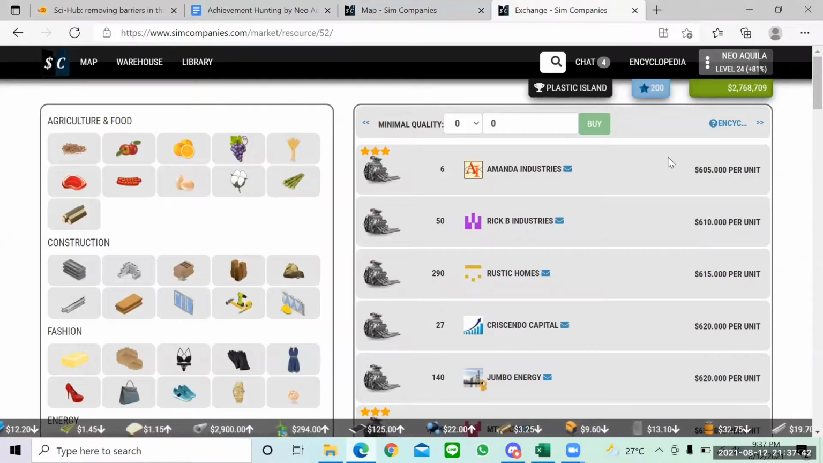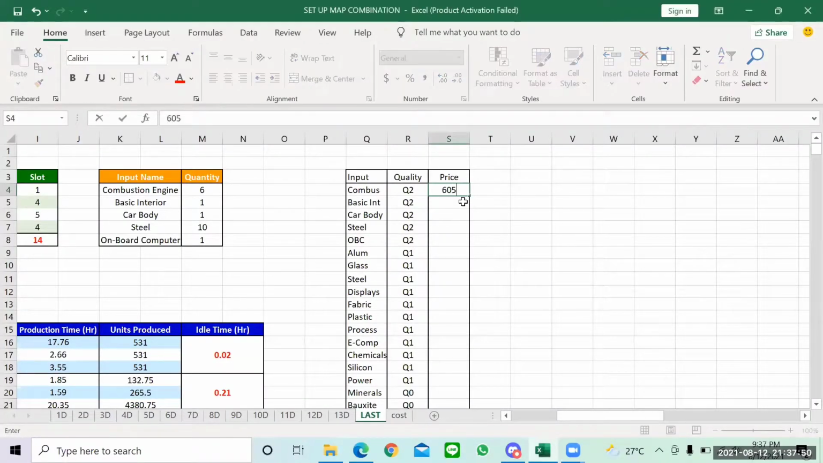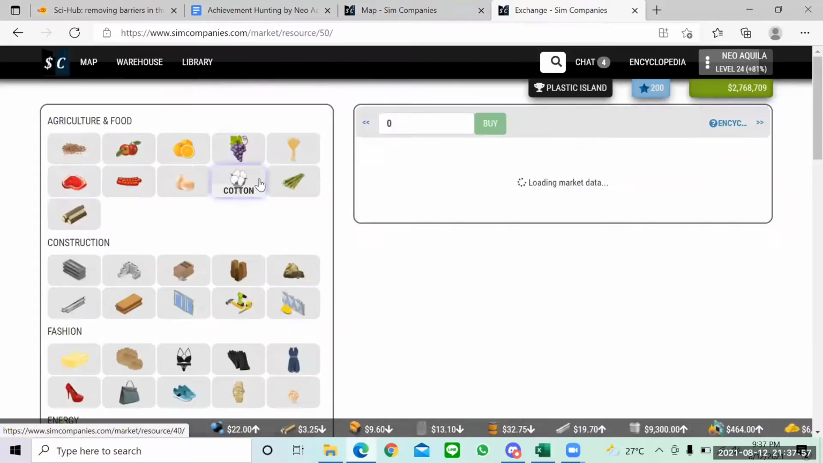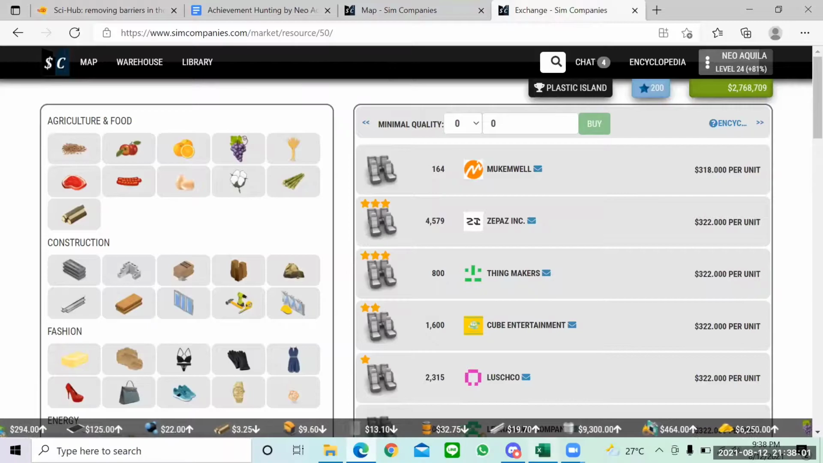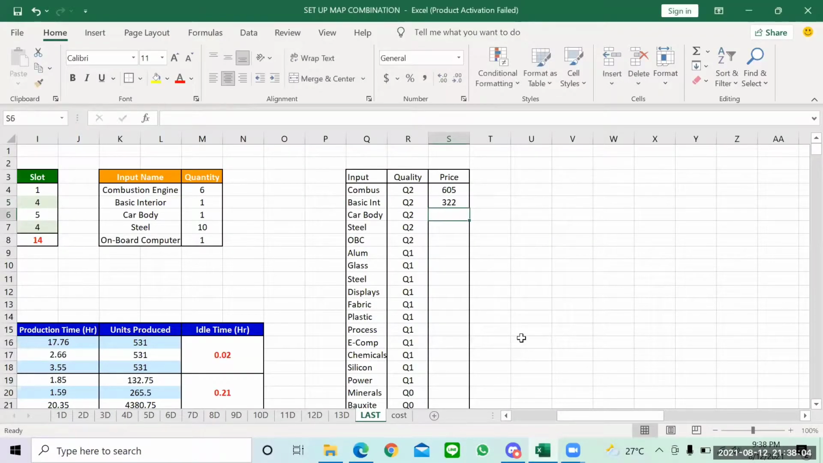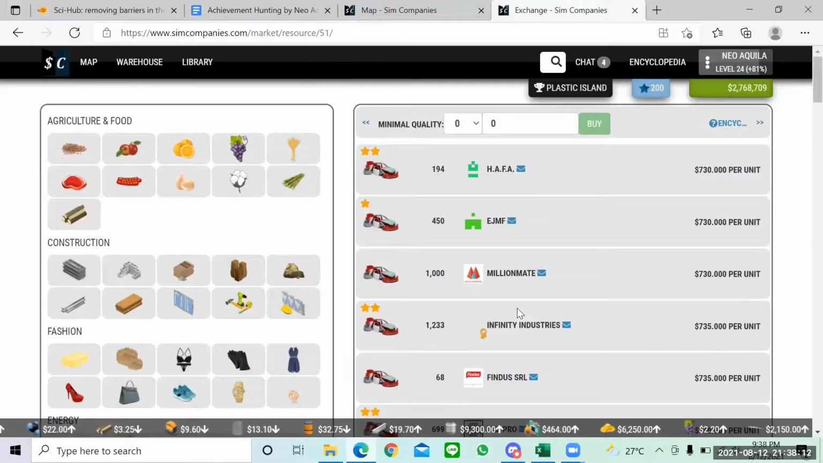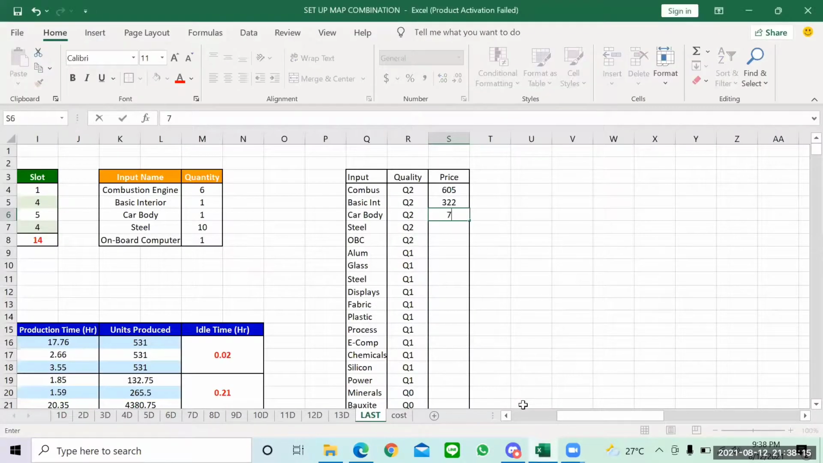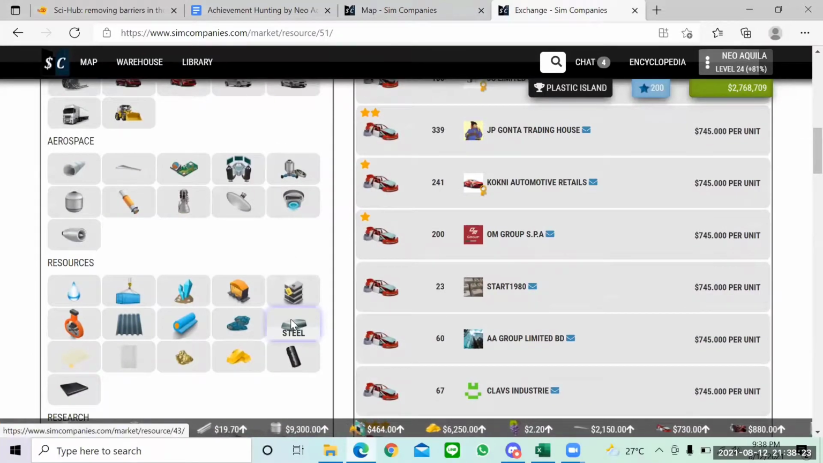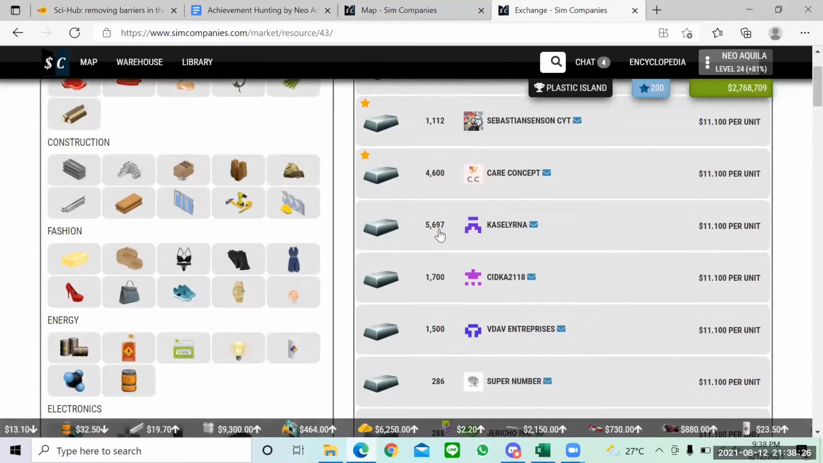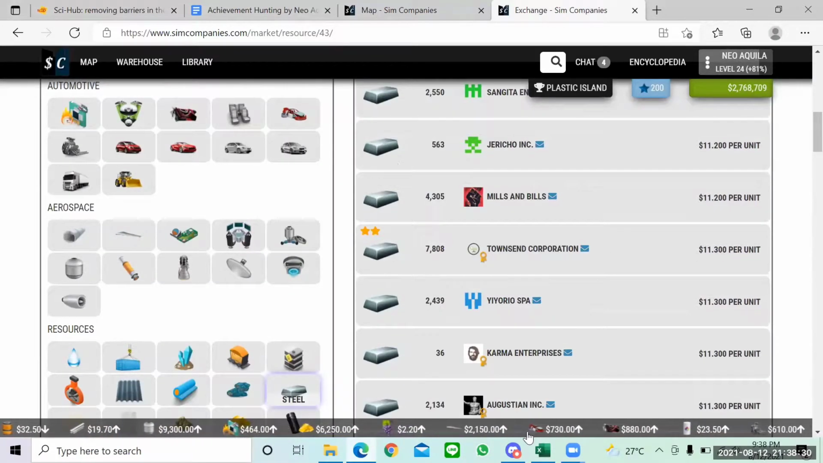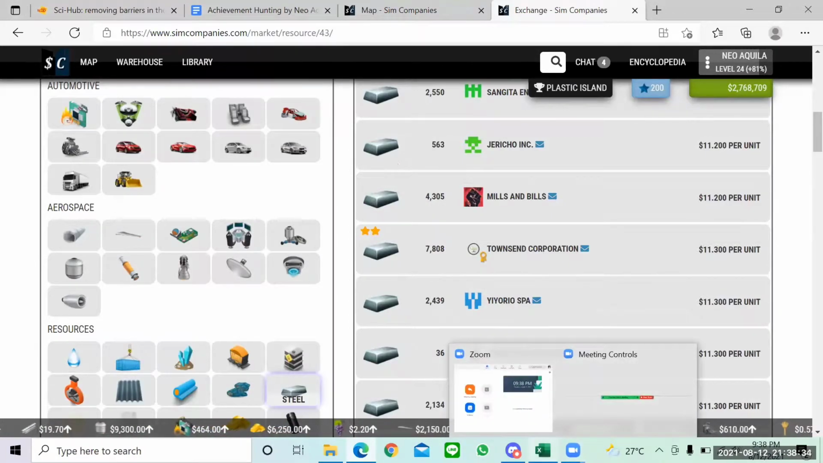Look, okay, for the combustion engine, this is 605. Okay, let me fill it. Okay, and now basic interior quality 2. Okay, car body quality 2. Wait, 730. Okay, now steel. I need steel quality 2 and quality 1. Quality 1, 11.1, 11.3. Wow, nice. It's quite high.